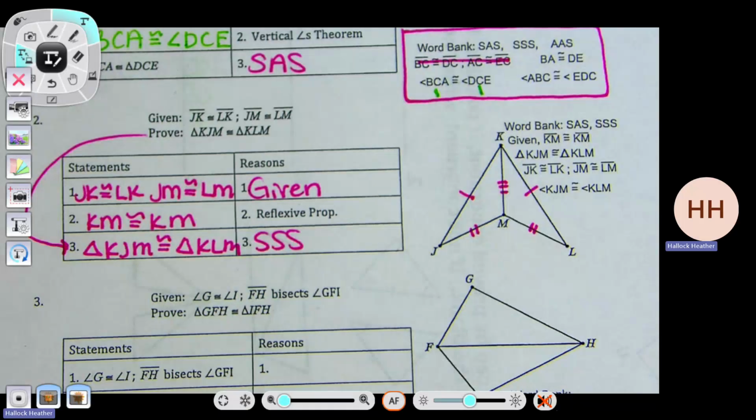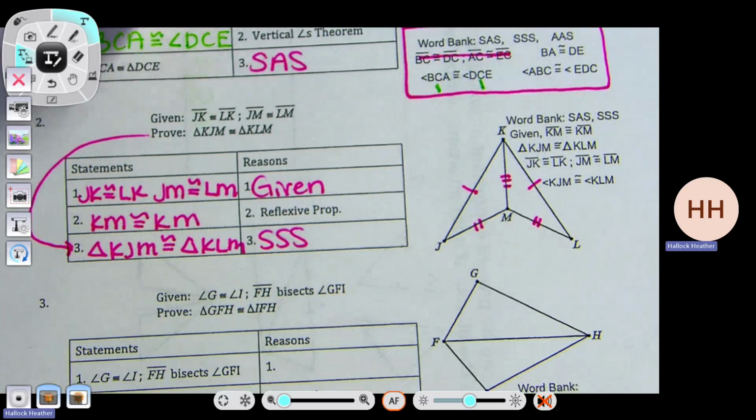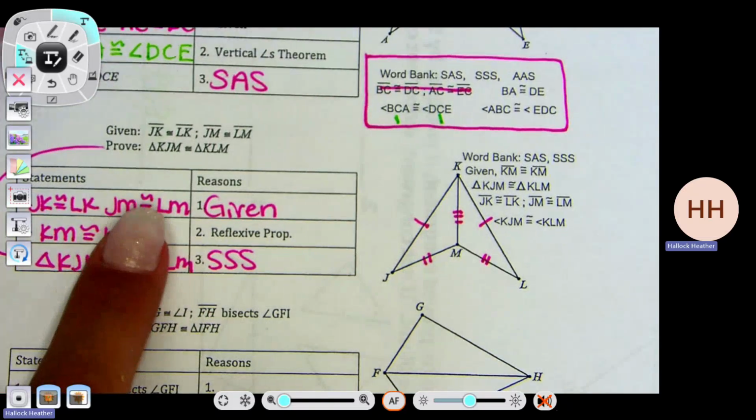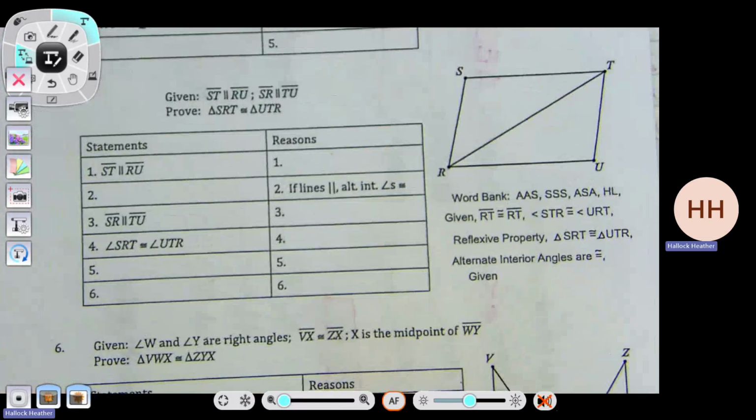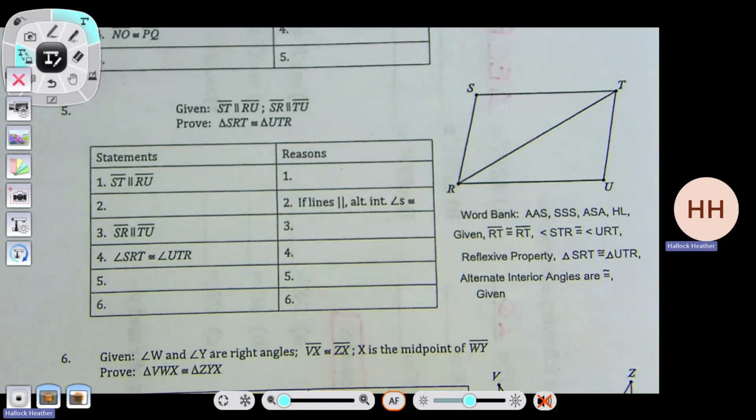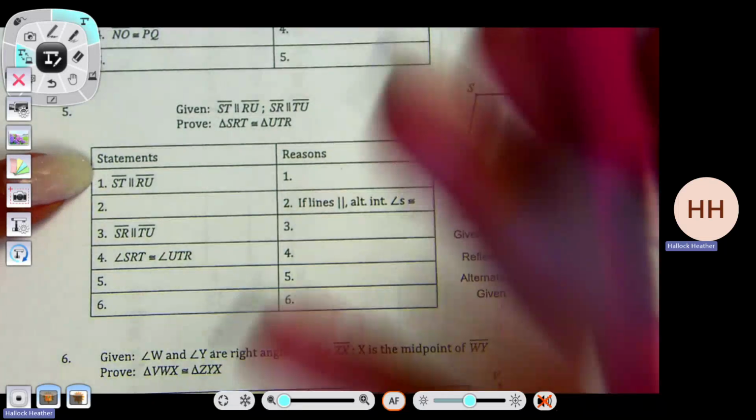Let's jump to number 5. So number 5 is a parallel line problem. It is a little different, a little longer. It gives you 2 things for given. Whenever the theorems are short like this, all the given will be in the first thing. But you can see that they split the given. It's going to be the first one. Where else is given going to go for number 5?